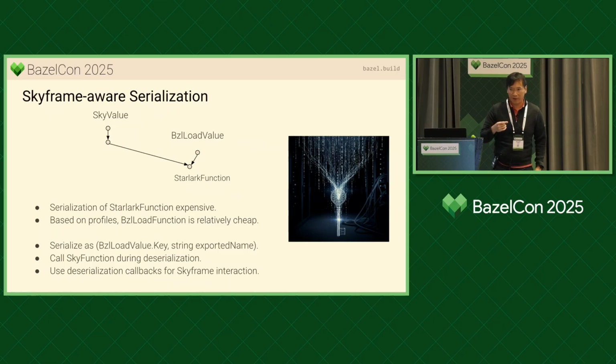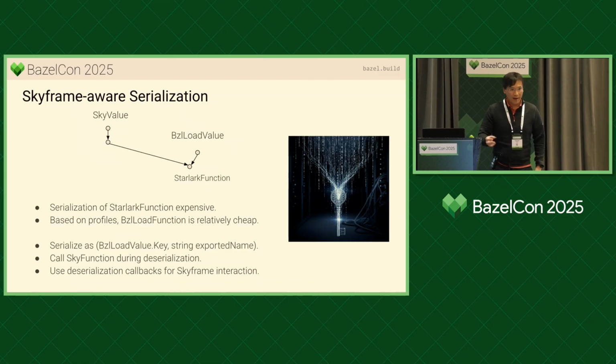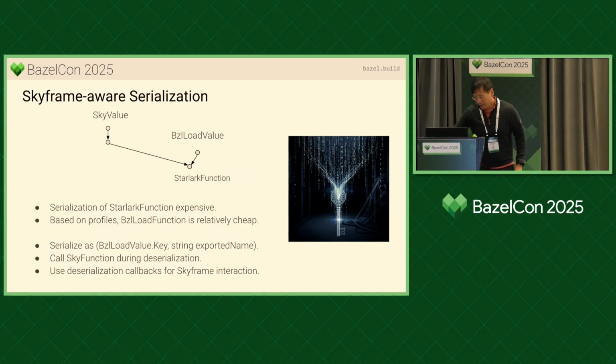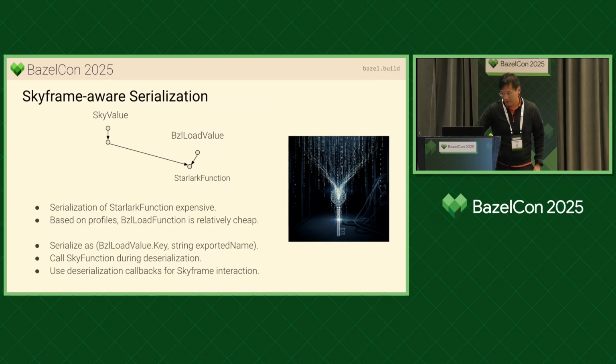And then upon deserialization, our serialization machinery is already asynchronous. So we can do a Sky function lookup. We can call the Sky function to evaluate the BZL locally, and then pull the Starlark function out of the compiled BZL module rather than trying to deserialize it. Based on profiles we've done of builds running, loading BZL values is a relatively cheap operation compared to everything else we do. So this ends up being an effective mechanism.